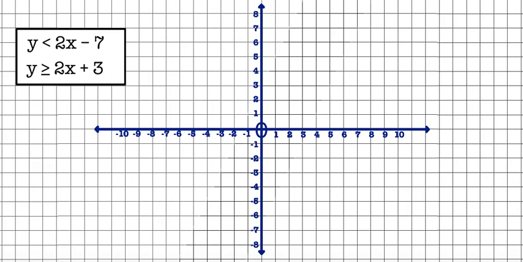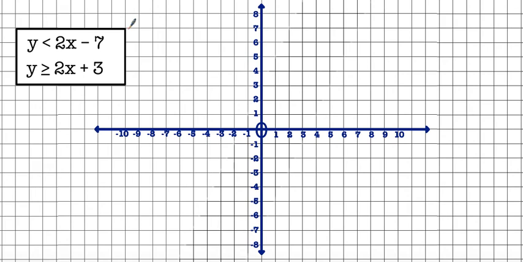So here we have two inequalities. We have y is less than 2x minus 7 and y is greater than or equal to 2x plus 3. So we're going to start off with our first inequality. So y is less than 2x minus 7.